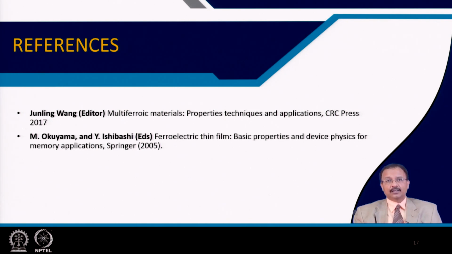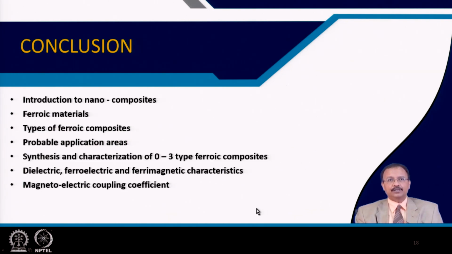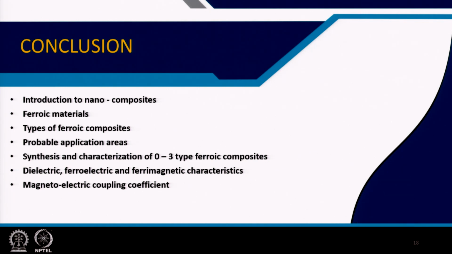That also talks about the concept of multiferroic composite. So, in this particular lecture we talked about the nanocomposite, then we talked about ferroic materials in general, types of ferroic materials, the probable application areas, then synthesis and characterization of particularly 0-3 type ferroic composites and their dielectric, ferroelectric and ferrimagnetic characteristics, and finally, the magnetoelectric coupling coefficient.